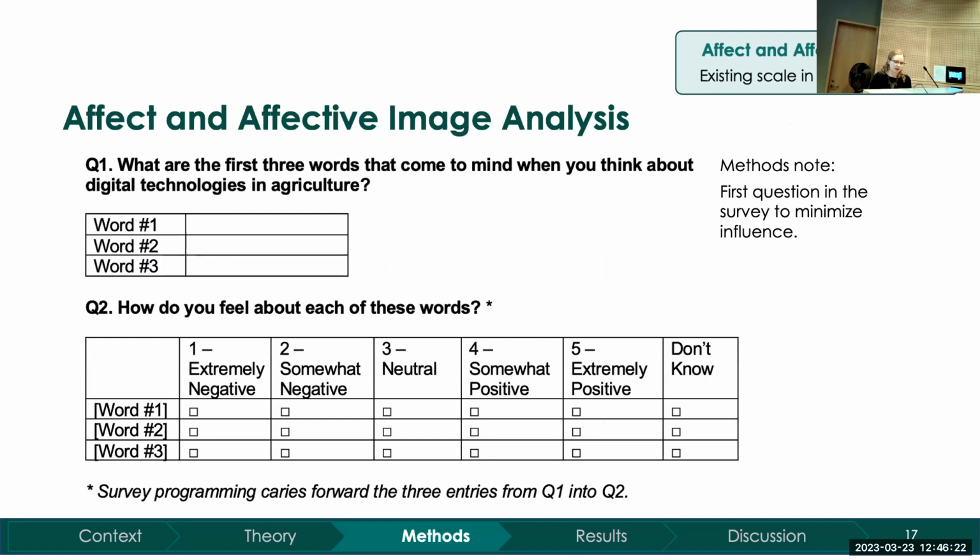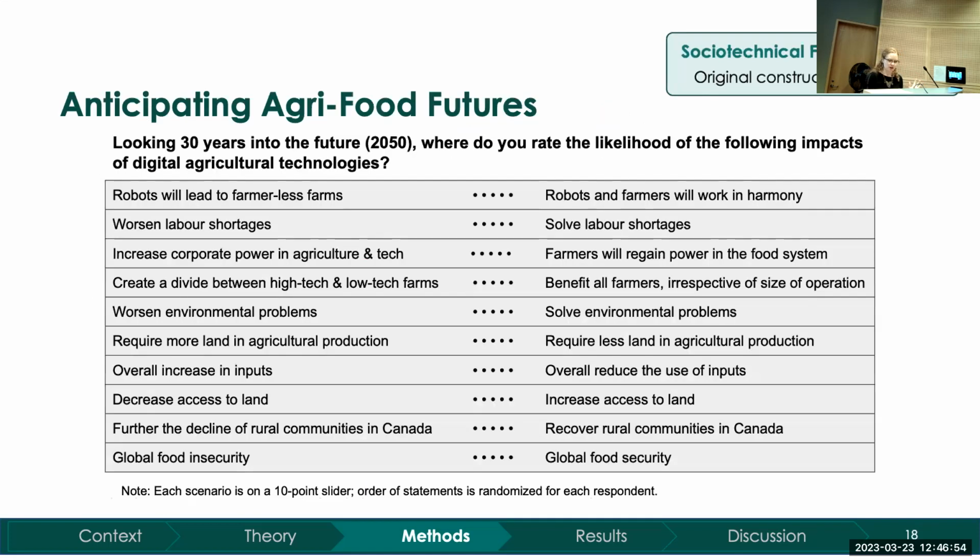And in the survey, we collected this data by asking them about a word association. This is the common way to collect affective images in survey research. So the very first question in the survey, after the introduction and the ethics, was, what are the first three words that come to mind when you think about digital technologies in agriculture? And then the next thing was for them to report on how these words made them feel on a scale of 5, from 1 being extremely negative and 5 being extremely positive. So that's the affect portion of our construct.